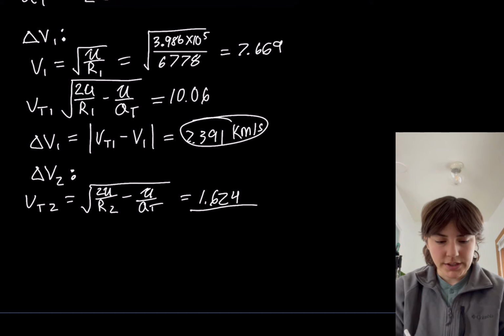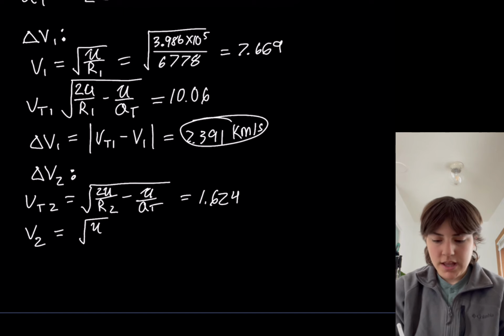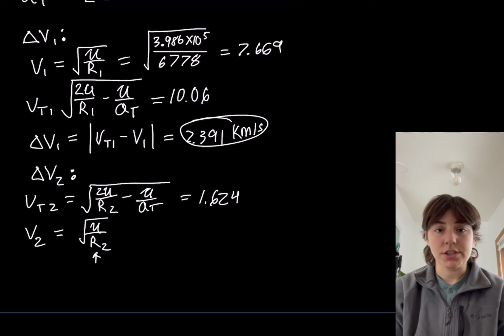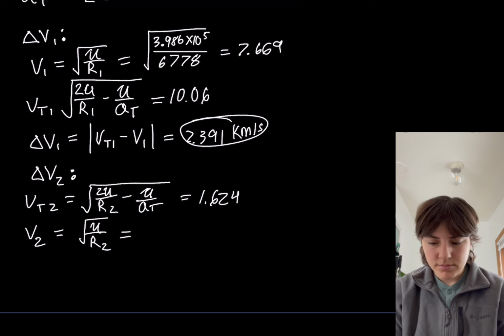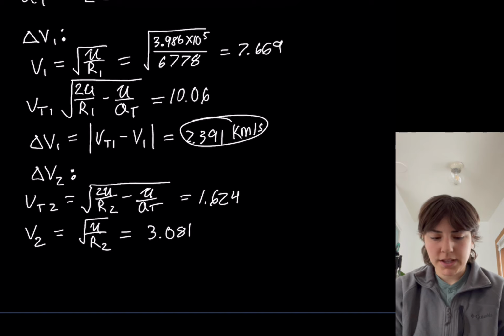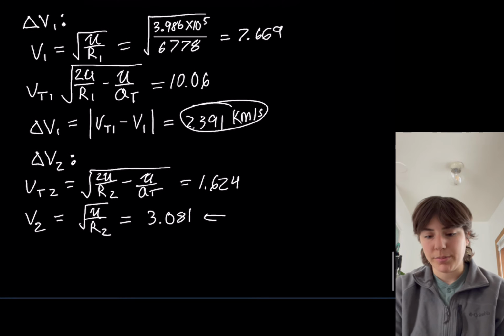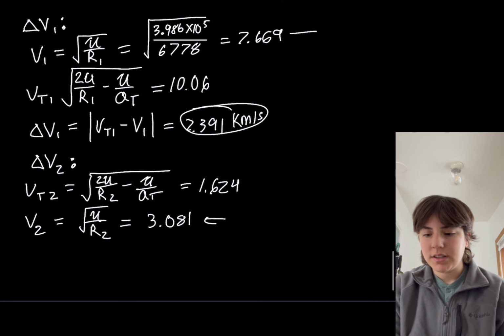So now we need to find the velocity right after the second burn, and it's on a circular orbit, so we do this, and it is the velocity of the second orbit, so we make sure to use R2. And then this makes sense also because the velocity of the satellite on the second orbit should be a lot smaller than the velocity of the satellite on the first orbit, and that is true because 7.669 is much greater than 3.081.